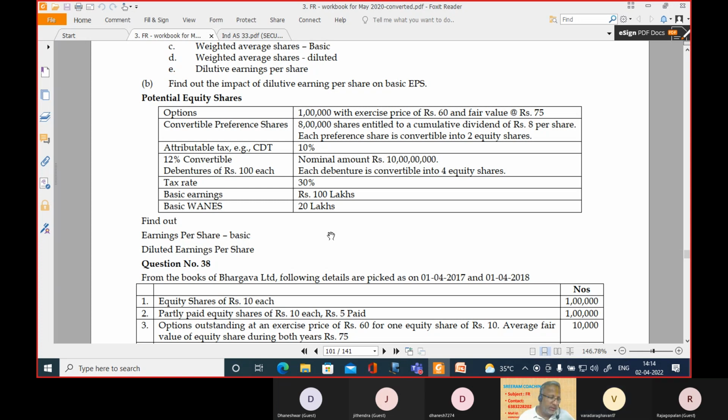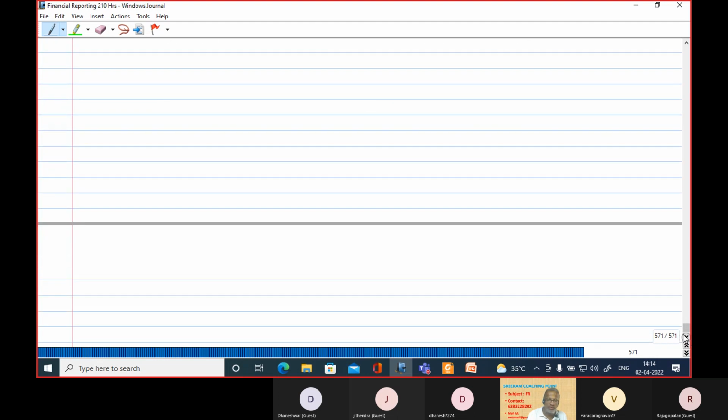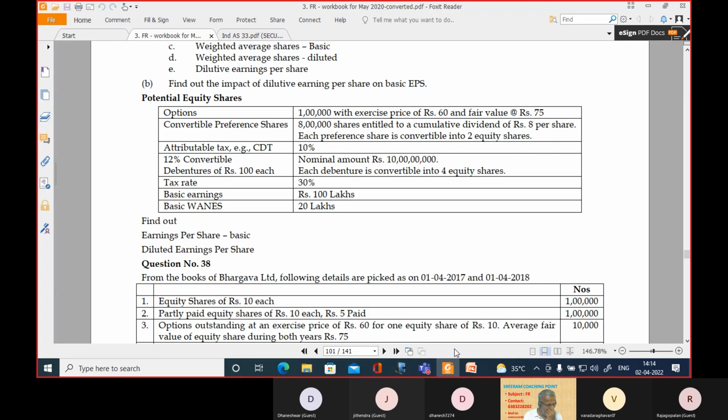Right. Whenever you have more than one potential equity share, you have to prioritize them as to which is most dilutive, second most dilutive, and last dilutive. This is what we are expected to do. Now let us do that. Here we have options, we have preference shares, and in the case of debentures, we have convertible debentures. Three items we have. So how do we work that out? Whenever you have a problem like that, you should rank them as most dilutive, second most dilutive, and so on. 37B.